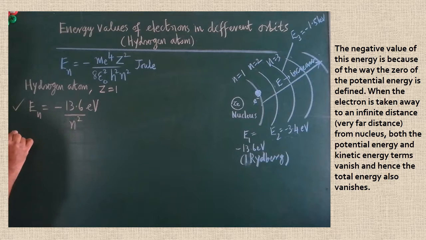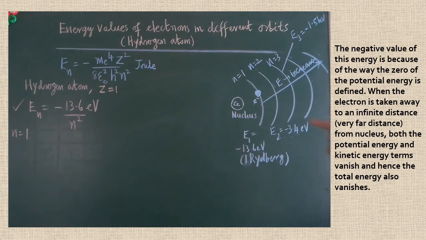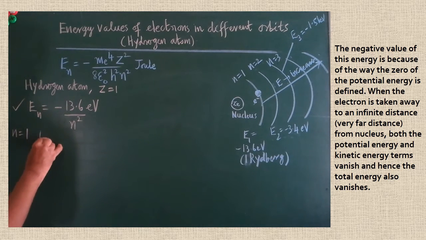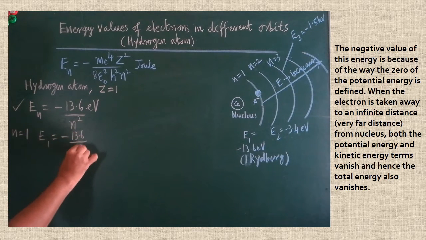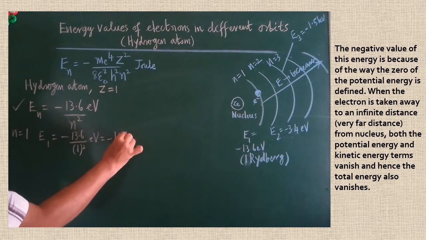Let us take the first one. In the hydrogen atom, the electron revolving in the first orbit, when the electron revolves in the first orbit, is called the ground state energy. Are you clear? How to calculate the energy of the electron in the first orbit? Instead of n, we have to substitute 1, because the principal quantum number is 1. So E1 is equal to minus 13.6 divided by 1 square. After substitution you will get minus 13.6 electron volt.